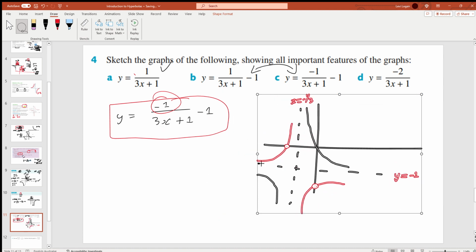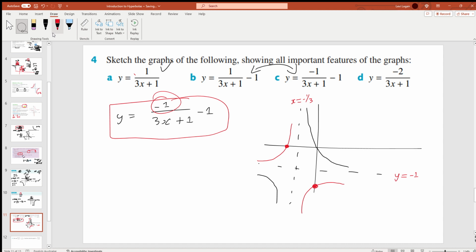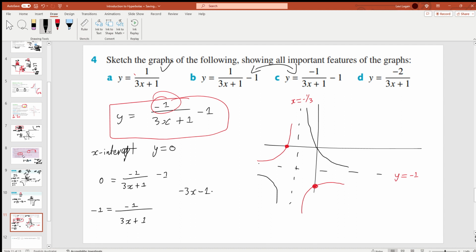So from the red curve, yep, we've got one x-intercept and one y-intercept. So x-intercept, set y equal to 0. So 0 equals -1/(3x+1) - 1. Move the -1 to the other side, so you have -1 = -1/(3x+1). So therefore you're going to get -(3x+1) = -1.